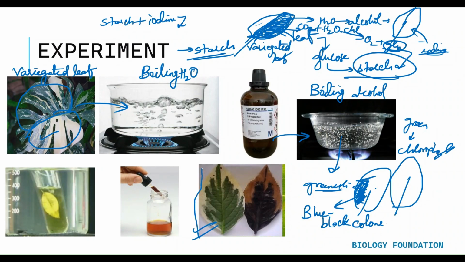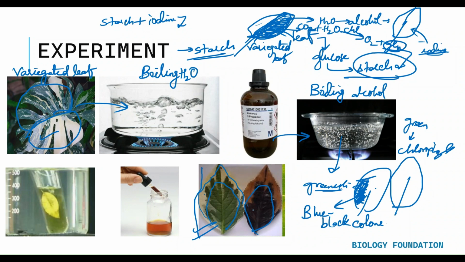This picture, try to concentrate on this picture. You can see a variegated leaf where here it is greenish and the outer side it is whitish. When you pour iodine, after doing the steps, that is put the leaf in boiling water, then put it in alcohol to completely decolorize it, then add a drop of iodine, you can see blue black color is not seen on the entire leaf, it's seen only in the green portion.